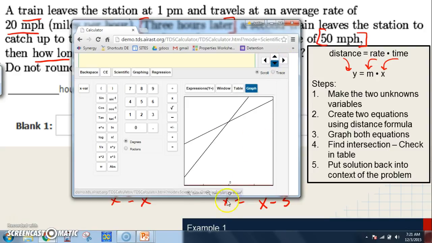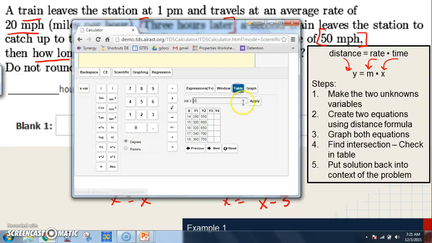Okay, this definitely looks pretty close to 5. But if I'm not sure, I'm just going to check the table. What do I want my initial x value to be? Not -5, because there's no negative time. I want it to be +5. I'll type a 5 in.